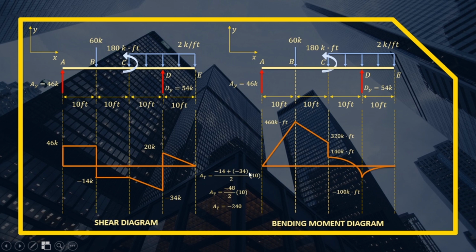So we have two solutions in solving the shear diagram and bending moment diagram. We can do it algebraically by creating equations, or we can draw it directly, which is called the graphical method.